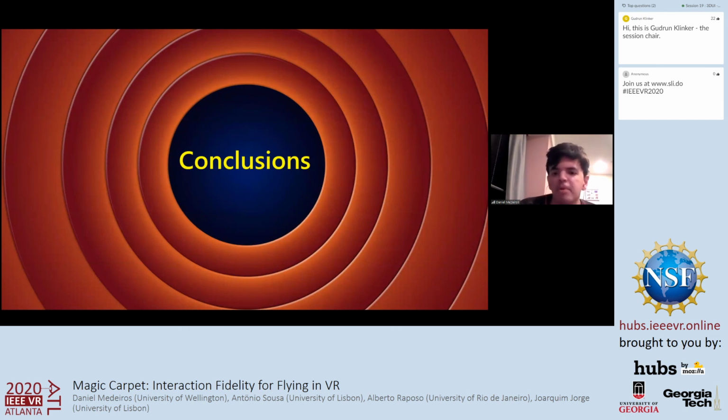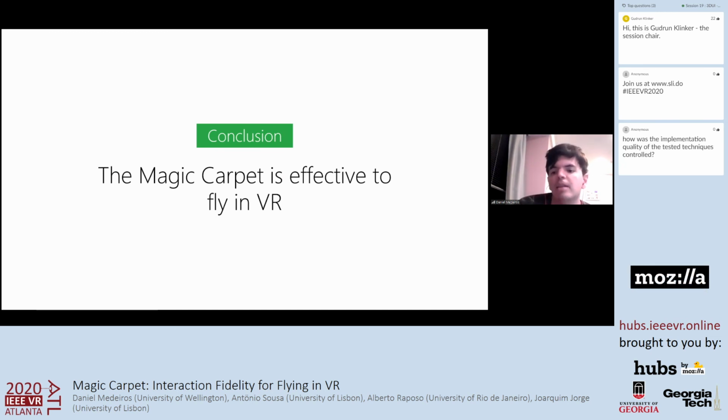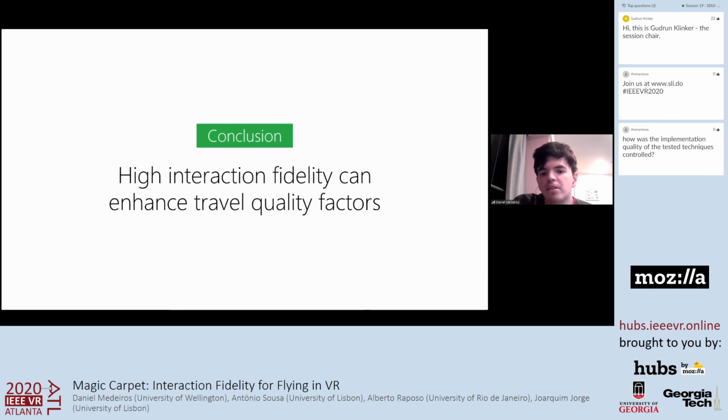So in this paper, we can conclude that we designed and validated our magic carpet design space. And we can say that this design space is indeed an effective way to fly in VR, enabling the use of high interaction fidelity techniques for flying by decoupling the unnatural control of multiple degrees of freedom and then addressing the speed control with high interaction fidelity techniques. So inside the design space, we can notice that high interaction fidelity can improve quality factors, especially when more precise control of speed is needed, but this kind of technique does not always translate into quality factors.